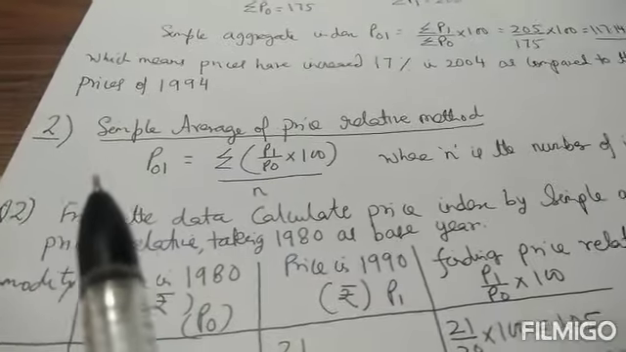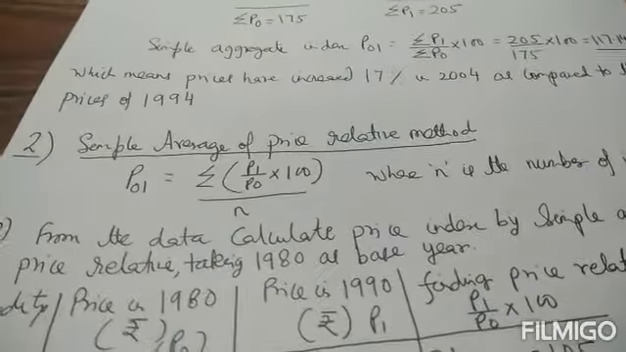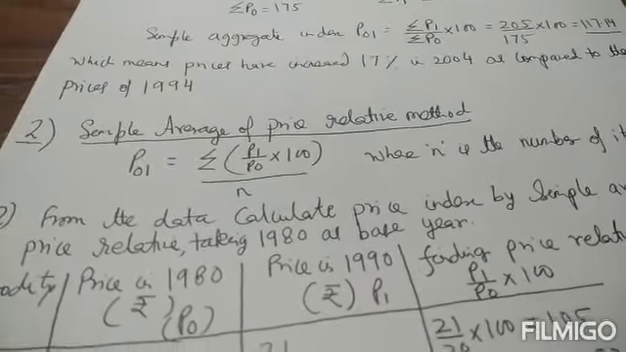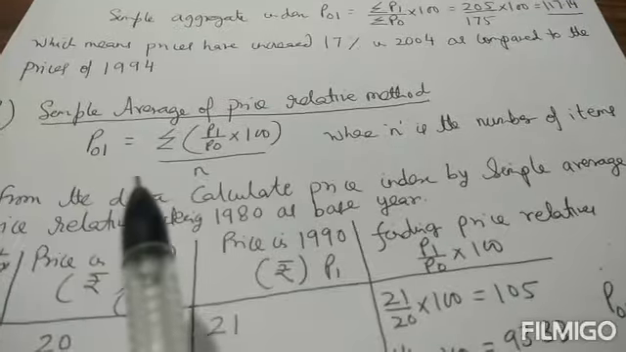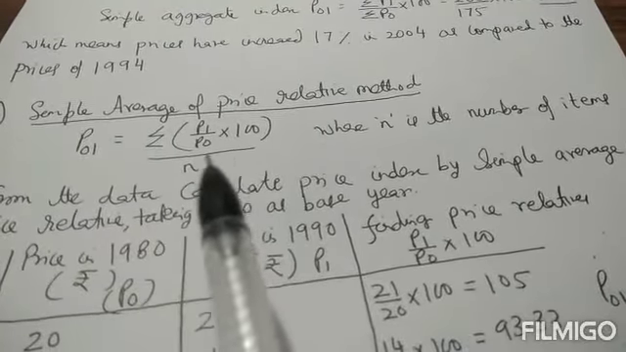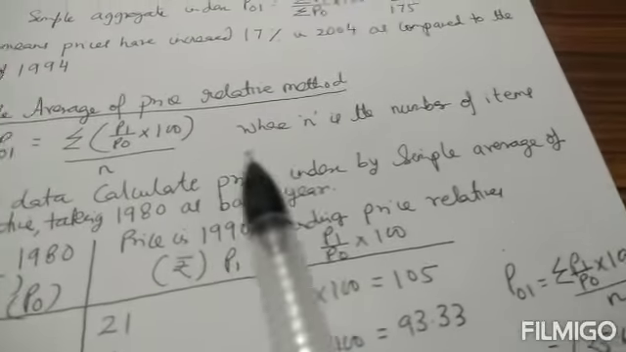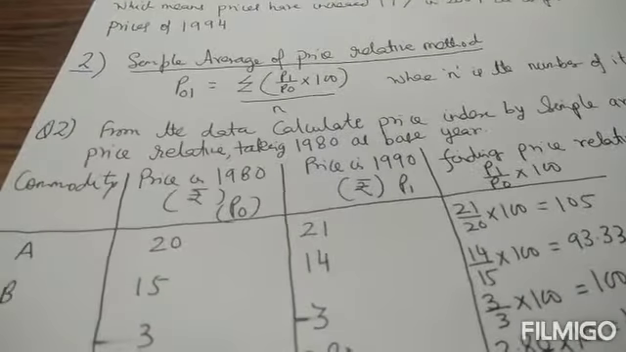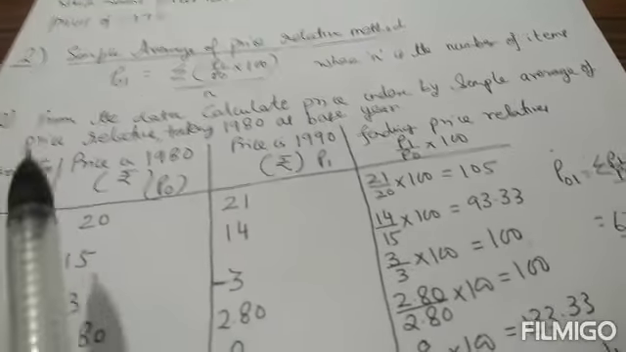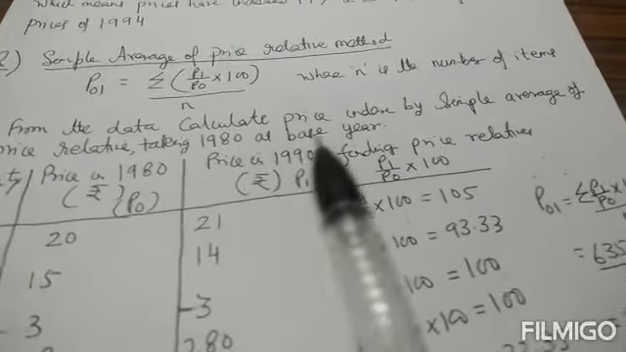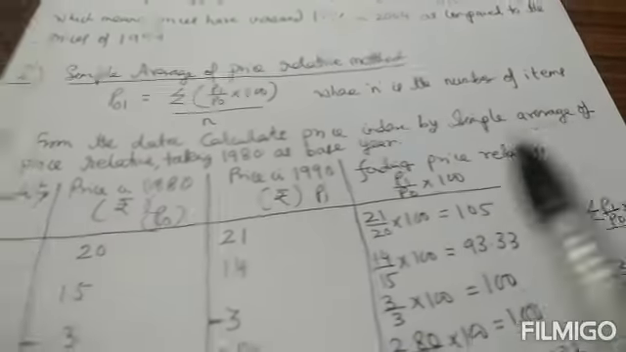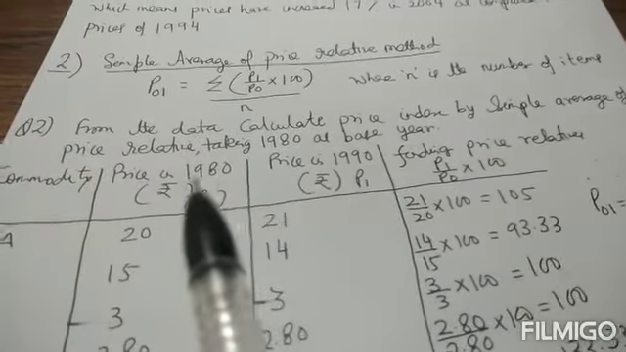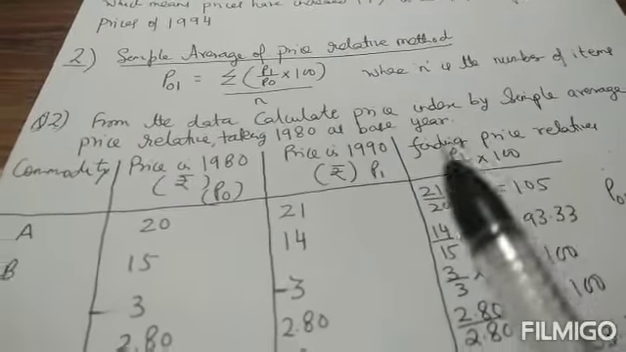Number 2, the second method is the simple average of price relative method. P01 is equal to summation P1 upon P0 into 100 upon N, where N is the number of items. Question number 2. From the data, calculate the price index by simple average of price relatives, taking 1980 as the base year.